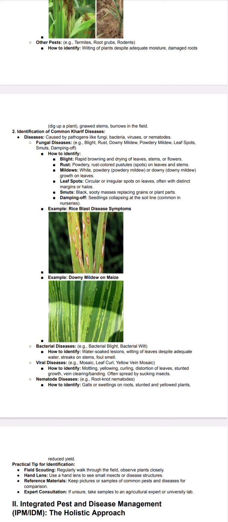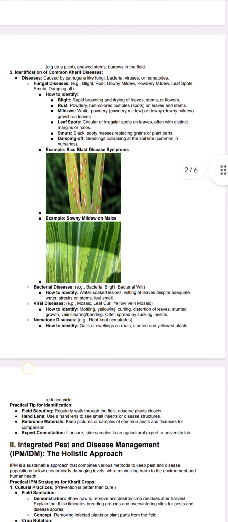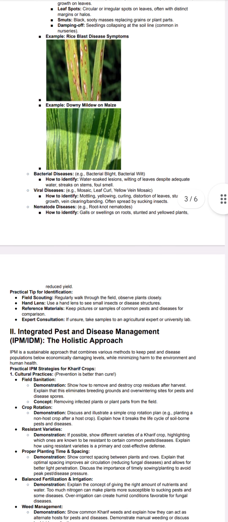Damping off: diseased seedlings collapsing at the soil line, common in nurseries. Here, you can observe rice blast disease and downy mildew on maize. Next, bacterial diseases: bacterial blight and bacterial wilt.